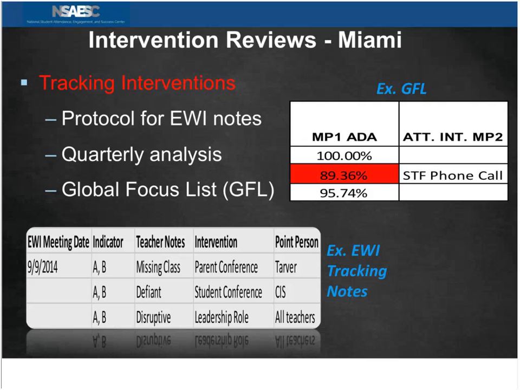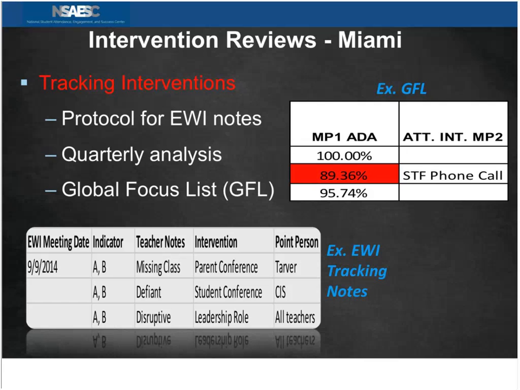The next example looks at an intervention review that was done in Miami, Florida. And what they wanted to do is they wanted to look at the tracking of their interventions, and they performed what we call a quarterly analysis. So they did this each quarter to check and see how their interventions were for students. Were they being impactful? Were they seeing success with different students?